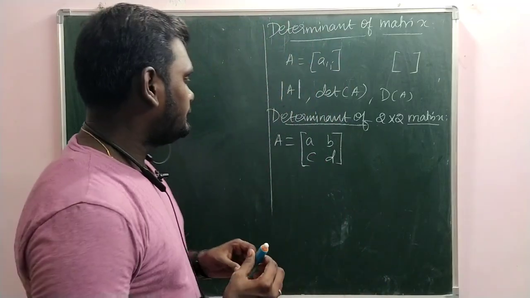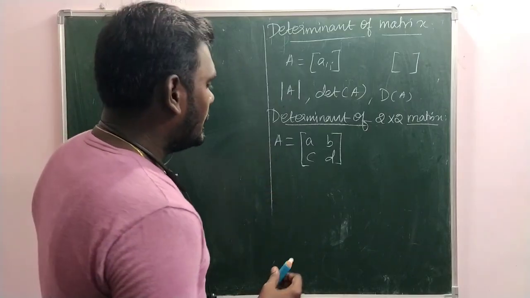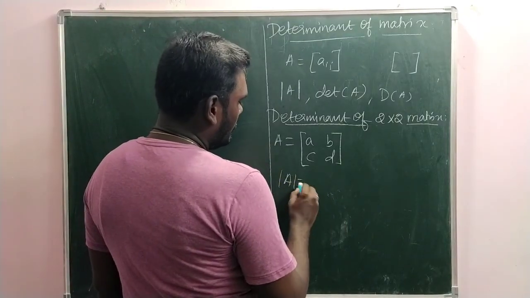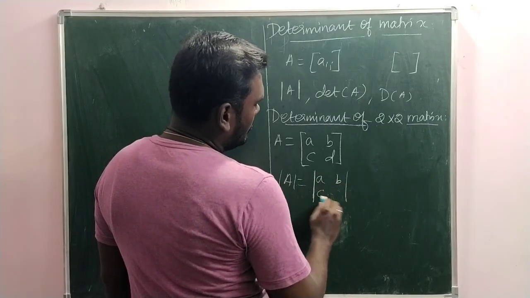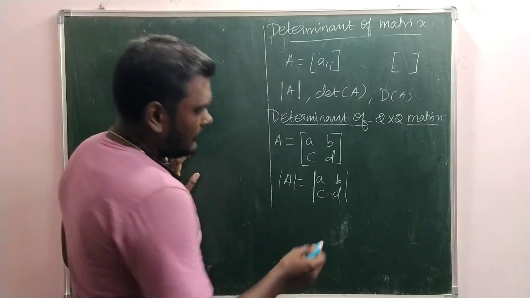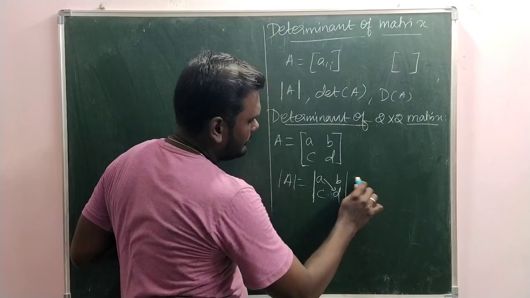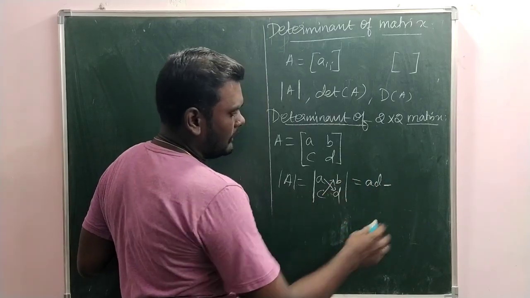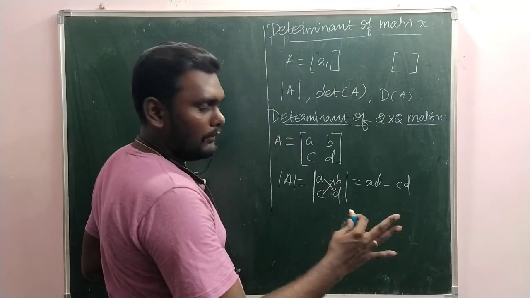For this 2 by 2 square matrix, the determinant of A is nothing but the determinant of, you observe the difference, I put 2 vertical bars. Now the product of these two elements, AD, minus the product of these two elements, CD. This is the value of the matrix.